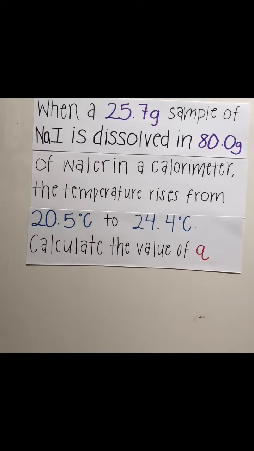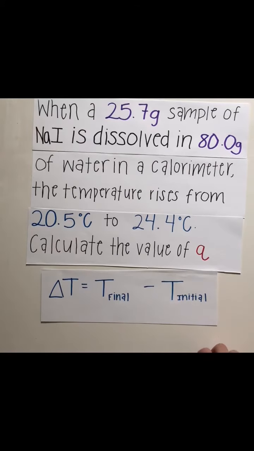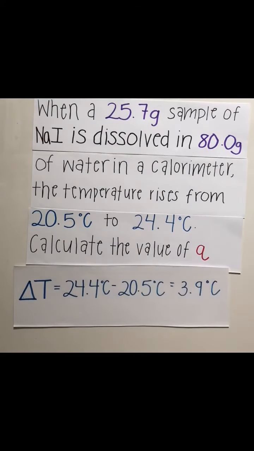First, we have to calculate the delta T for this problem. We will do the final temperature minus the initial temperature. This should be 24.4 degrees Celsius minus 20.5 degrees Celsius, giving you a delta T of 3.9 degrees Celsius.